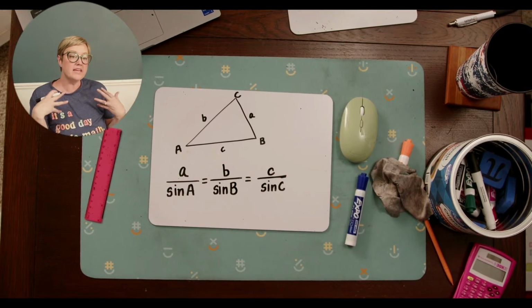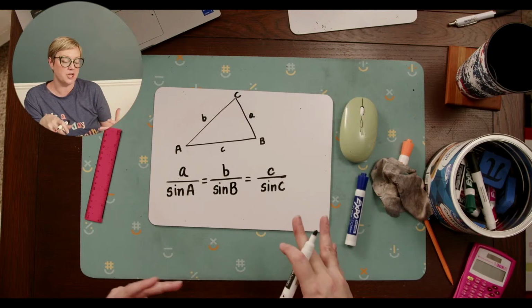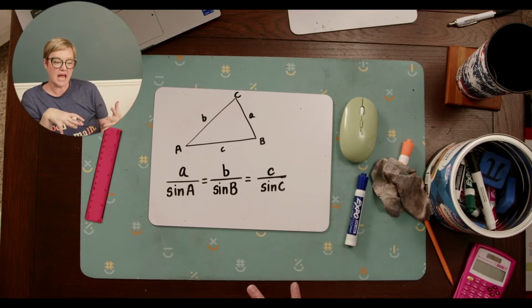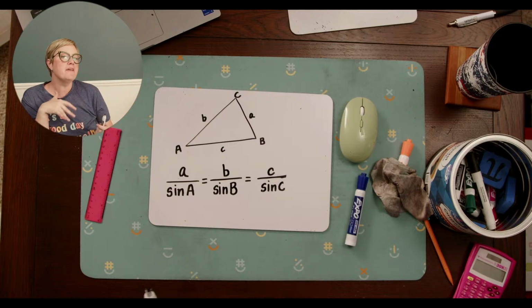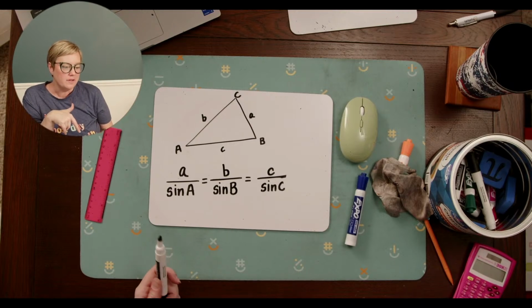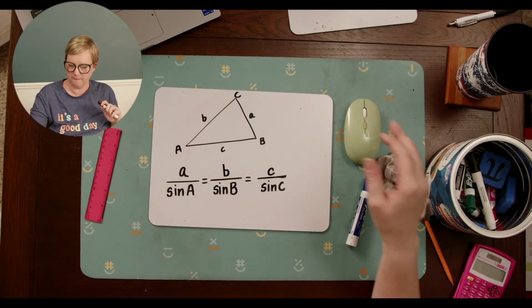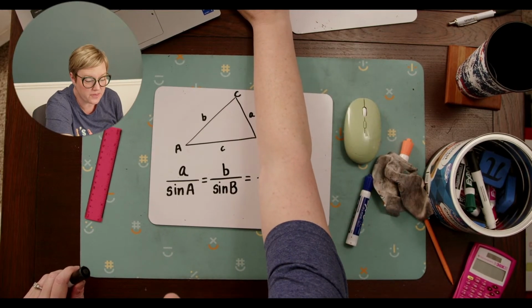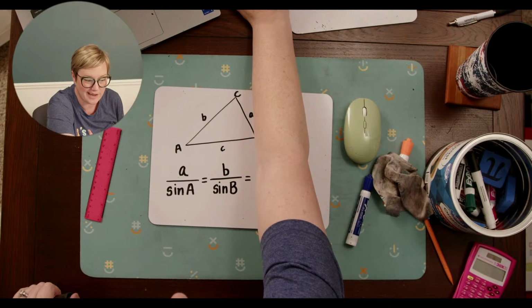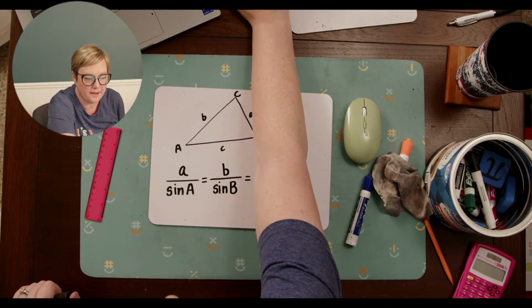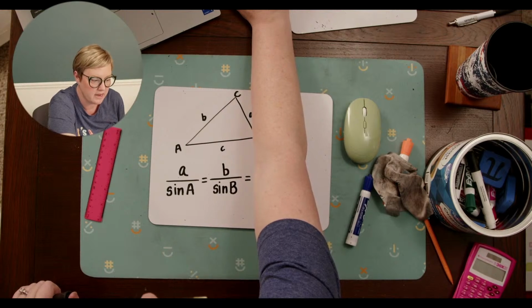So if you are given any bit of information about these triangles and the sides, you can figure out the other stuff. Now there is such a thing called the ambiguous case, which I want to stay away from because it can get a little bit confusing and tricky.